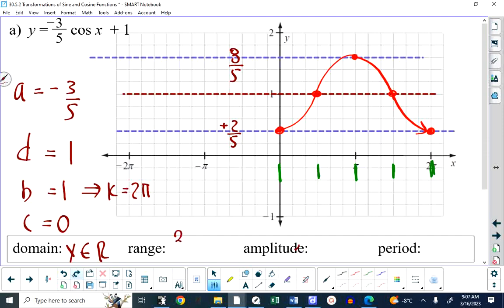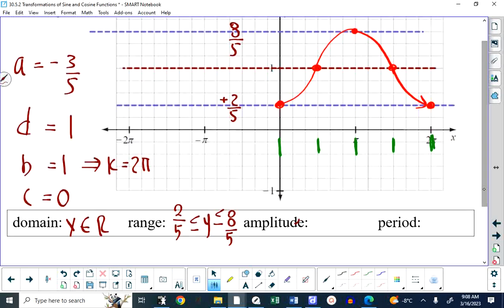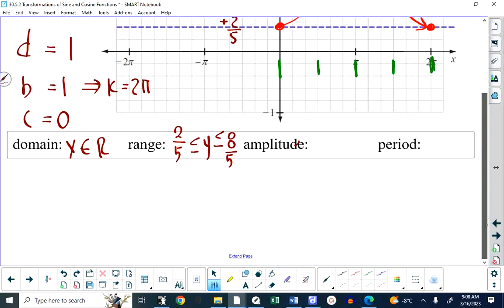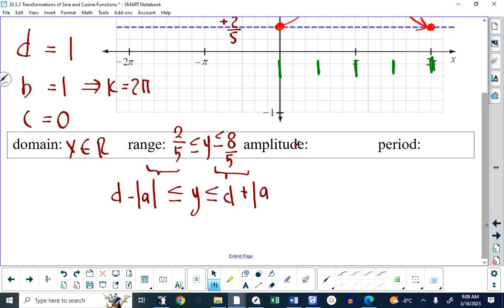So 2/5 is less than or equal to y, which is less than or equal to 8/5. It's a little difficult to see with these numbers, but this will always be d minus the amplitude, and this will always be d plus the amplitude. I mean, think about what the amplitude is, which is the absolute value of a, lowercase a. It's how far above the middle of the graph you go.